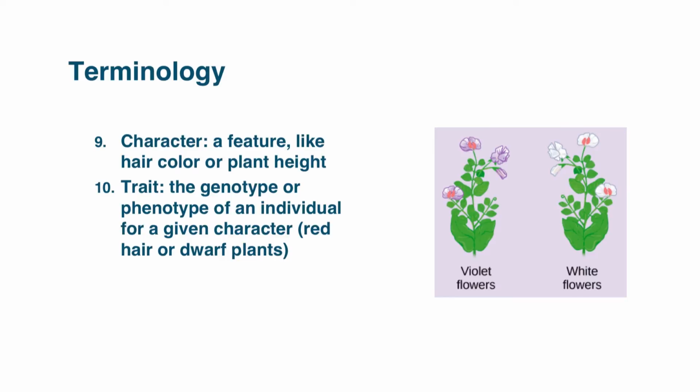A trait is the genotype or the phenotype of an individual for a given character. So, for instance, a person could have red hair, or a plant could be either dwarf, being small, or tall, being much taller than that.